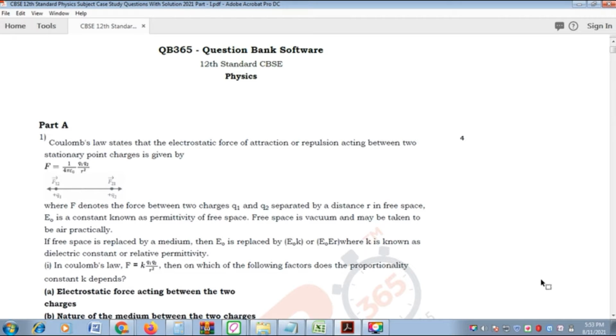Case study questions are the same for all subjects. They provide one paragraph or one image, and based on that paragraph or image, they will ask around 4 to 5 questions. To attend those questions, you have to read the paragraph or image well, whatever they are asking in the question section. So let's move straight to the first question.